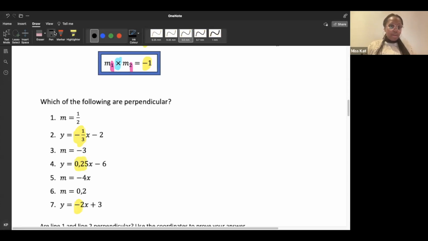Just realized number 5. This x shouldn't be there, so don't mind the x for number 5. Let's do this. So number 5 does not have an x. The gradient is just -4. Okay, now we've identified the gradients. You need to check which two gradients, if I multiply them, will give me an answer of -1?